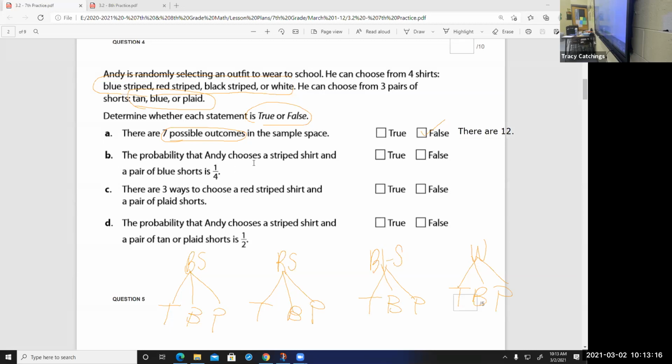Number 2, the probability that Andy chooses a striped shirt and a pair of blue shorts. Striped shirt and a pair of blue shorts. Somebody give us our options. What can I choose? Say it loud. All right, blue stripe with blue. Somebody said red stripe with blue. And black stripe with blue. Do I want white? Do we need white? All right, good job. It's not striped. So how many do we have circled for striped and blue? 3. And we said our total was 12. Somebody figure out 3 12s.